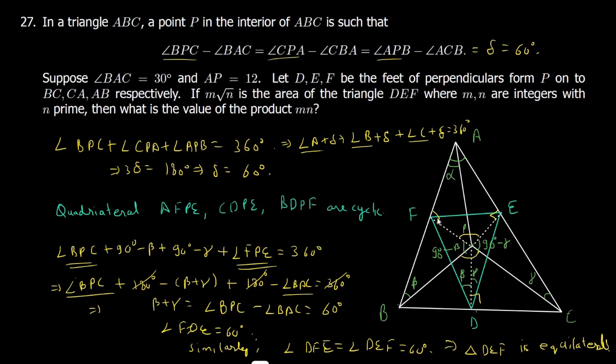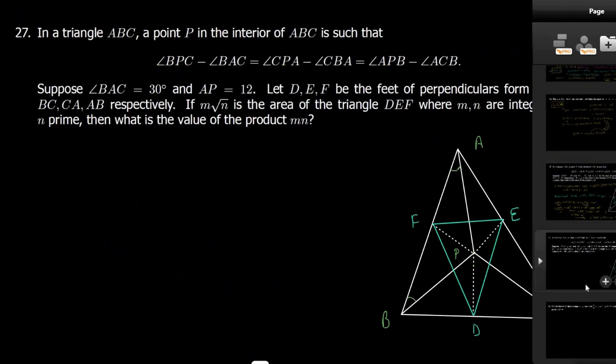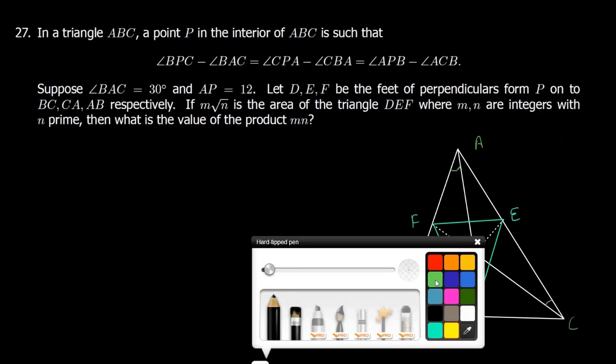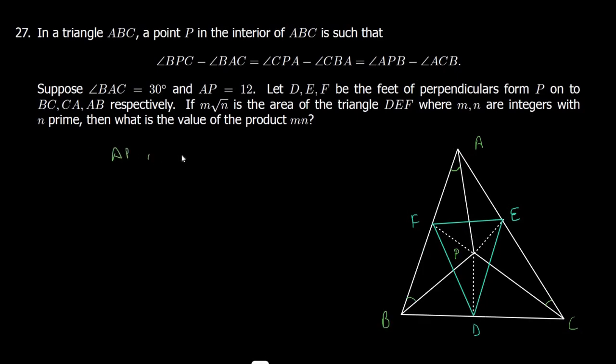Now all we need to do is find one of the sides, and I'm going to find the side EF. Now how to find the side? For that, let us use the fact that AP is the diameter. So AP is the diameter of the circle circumscribing AFPE, which also means it is the diameter of the circle circumscribing triangle AFE. So my diameter is 12, AP is 12, so the circumradius of the triangle AFE is going to be 6 units. And I know that this full angle A is 30 degrees.